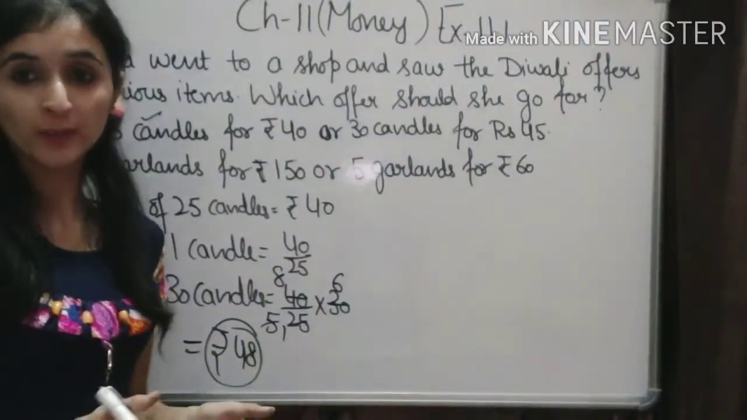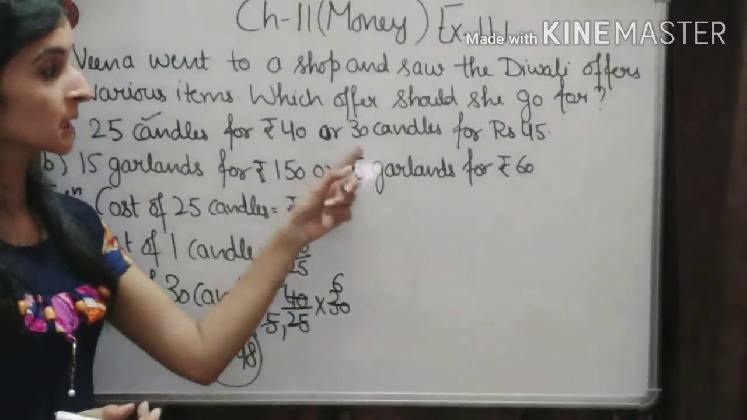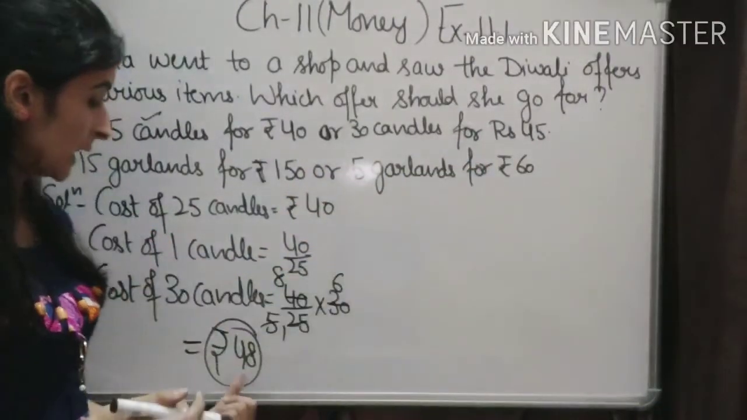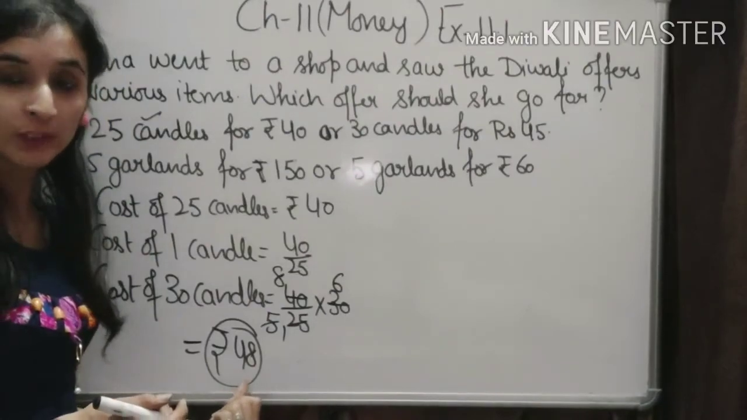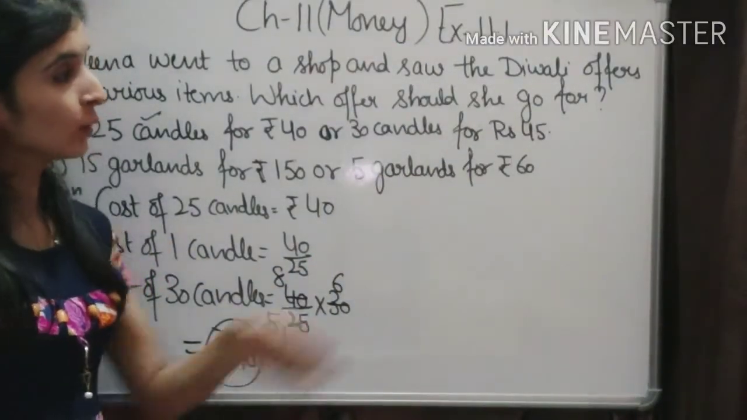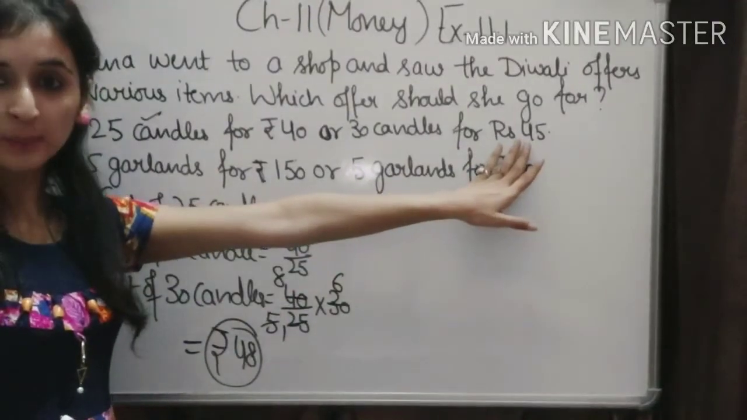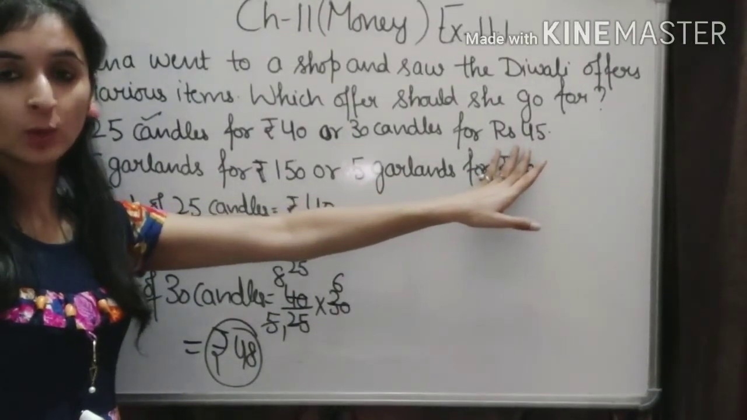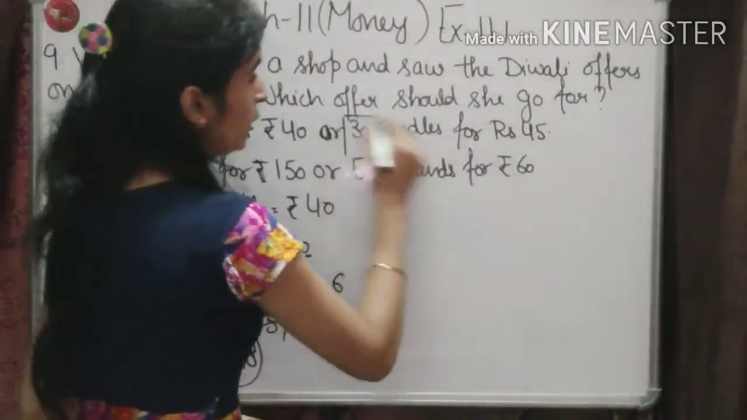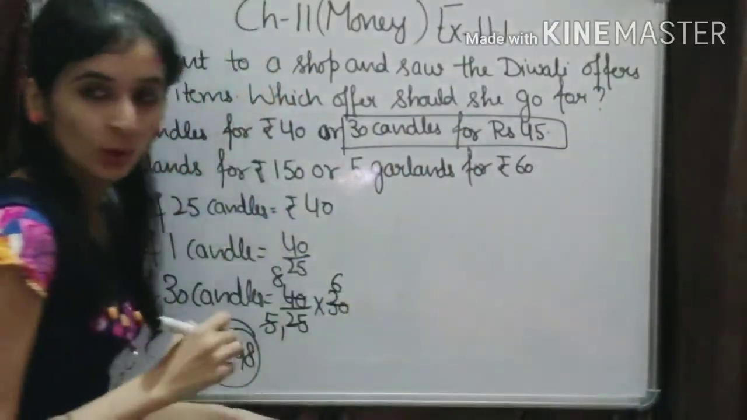So for which offer will she go? She will go for 30 candles for rupees 45. Right? Because here she is getting for rupees 48 and here she is getting for rupees 45. So this will be cheaper. Okay. So she will go for 30 candles for rupees 45. So she will go for this offer.